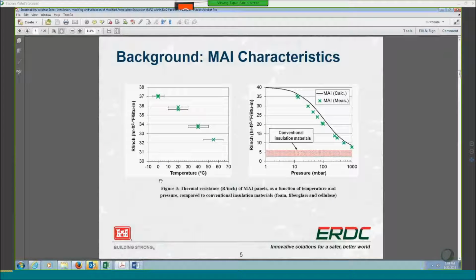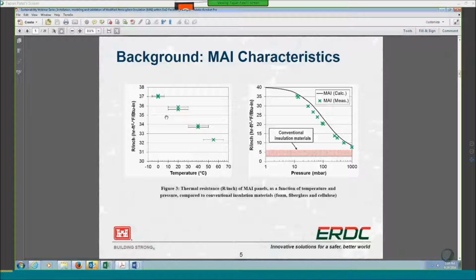Here are some characteristics that we've measured of these MAIs, and one thing I'll mention here is I'll use VIPs and MAI interchangeably throughout the rest of this presentation. Although we did test MAIs for this project and this work, I think most of the lessons learned here and the modeling efforts are directly translatable to VIPs. So I'll go ahead and use those interchangeably.